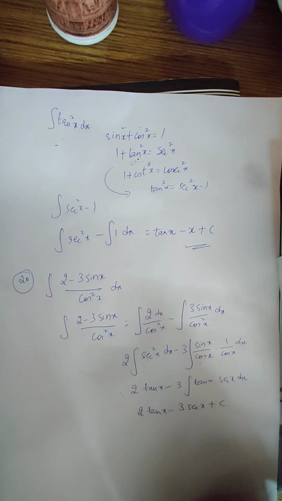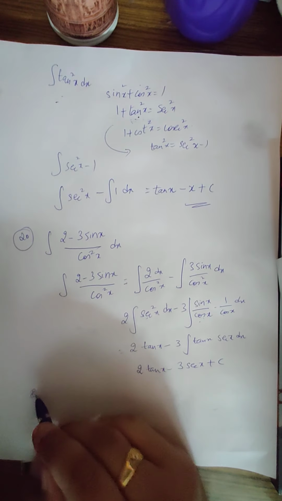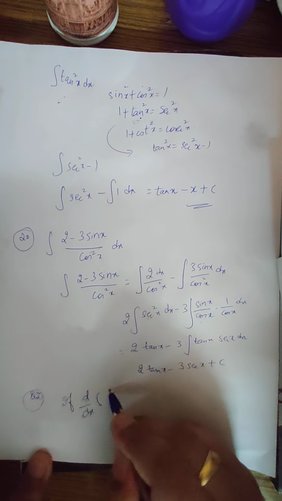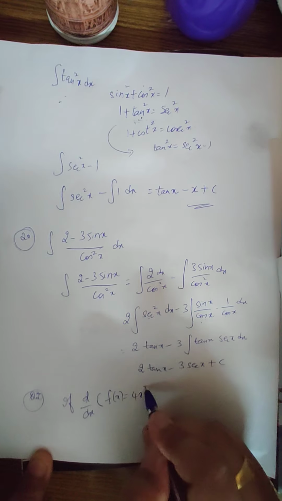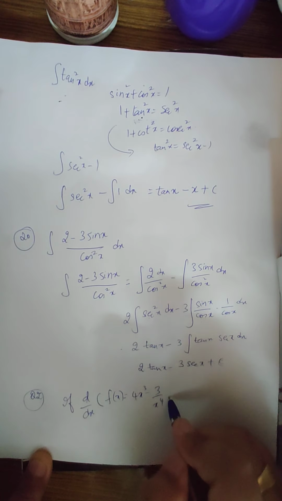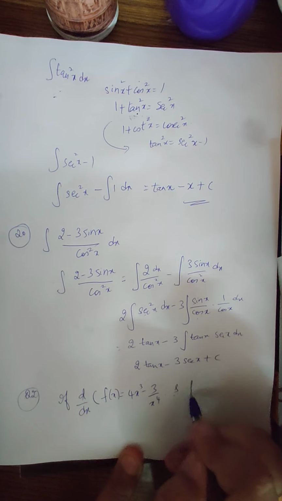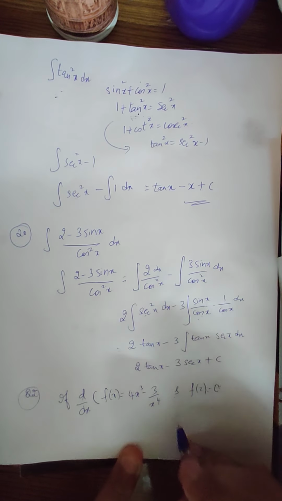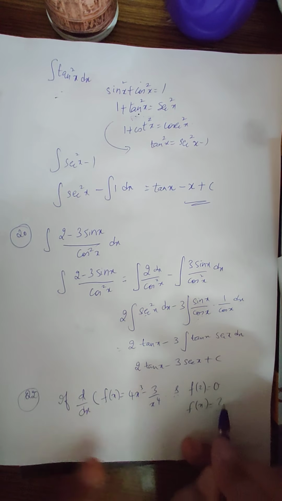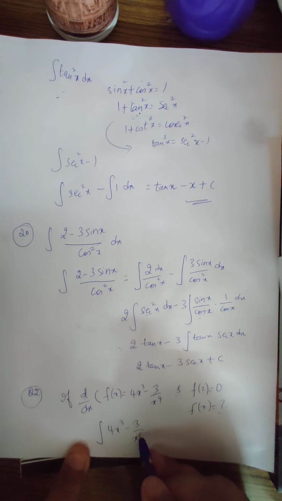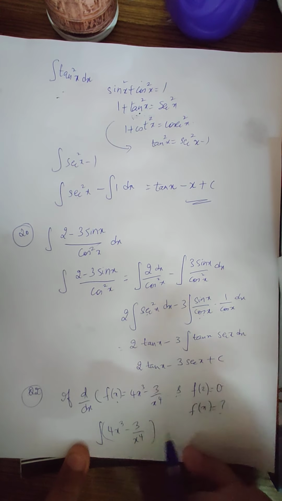And last two problems will be from exercise 7.12. We have if d by dx of f of x equals 4x cube minus 3 by x power 4, such that f of 2 equals 0. What is f of x? You have to find. Very simple, students. So what you have to find? Basically, you have to integrate 4x cube minus 3 by x power 4. Then only you will get the required function.